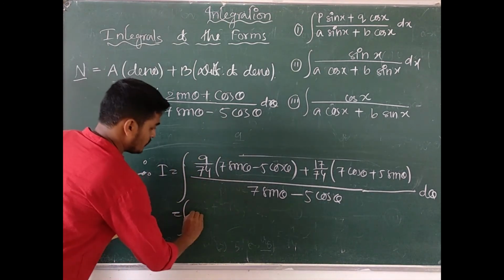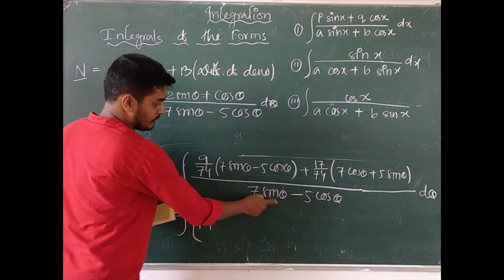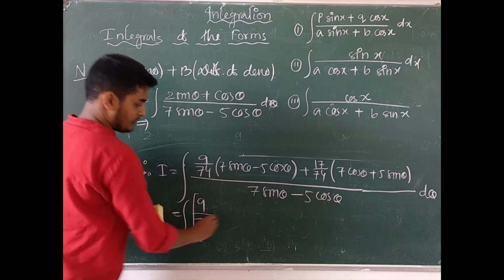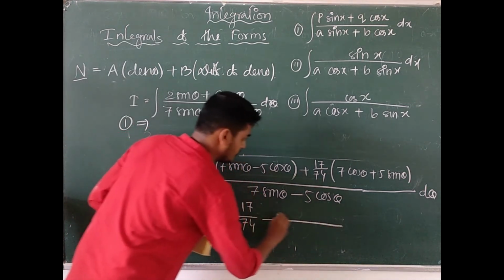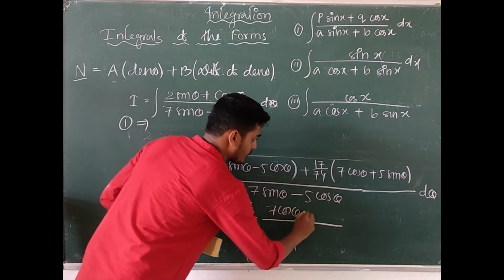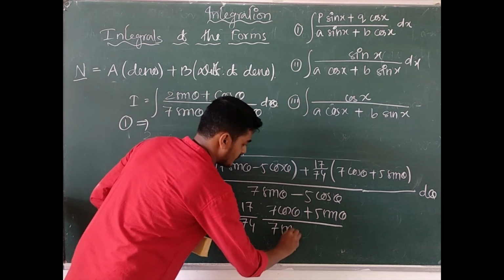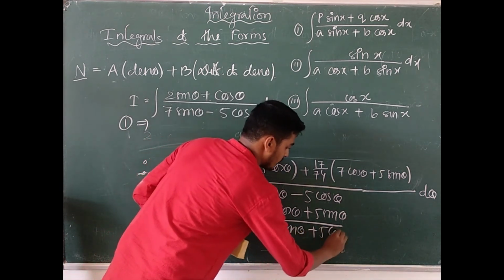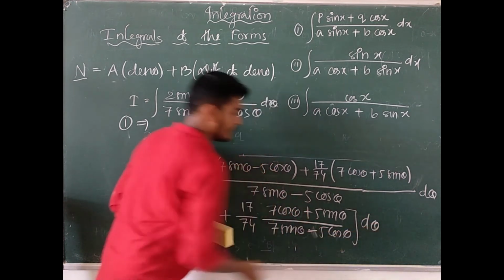Okay, so it will be 9 by 74. For the first term, a2 is divided and cancels, so 9 by 74 plus 17 by 74. What will it be here? 7 cos theta plus 5 sin theta divided by 7 sin theta minus 5 cos theta d theta. Are you getting my point?